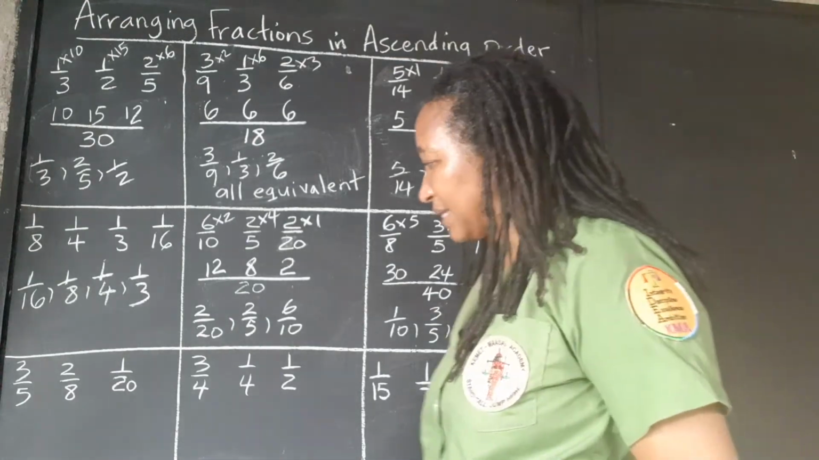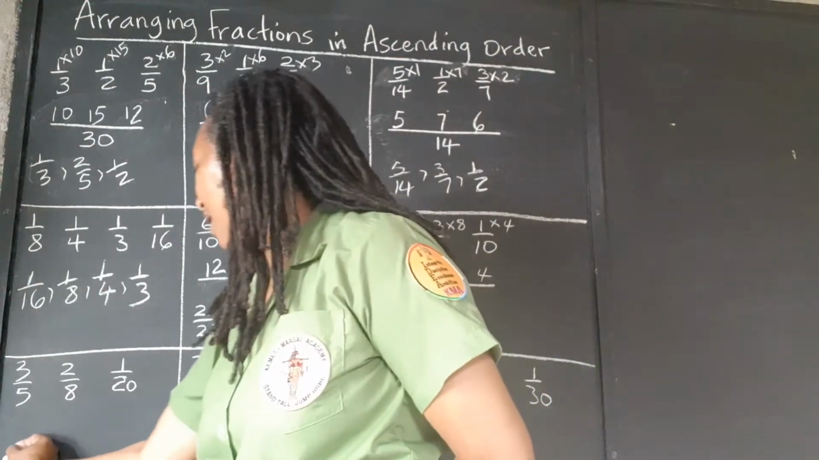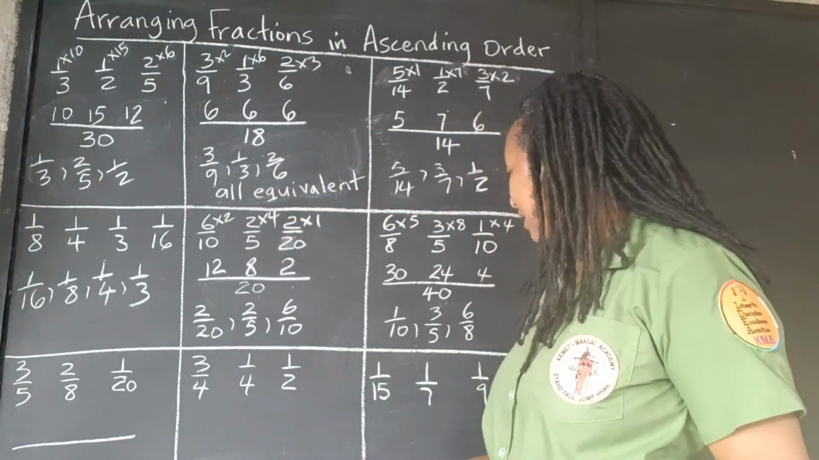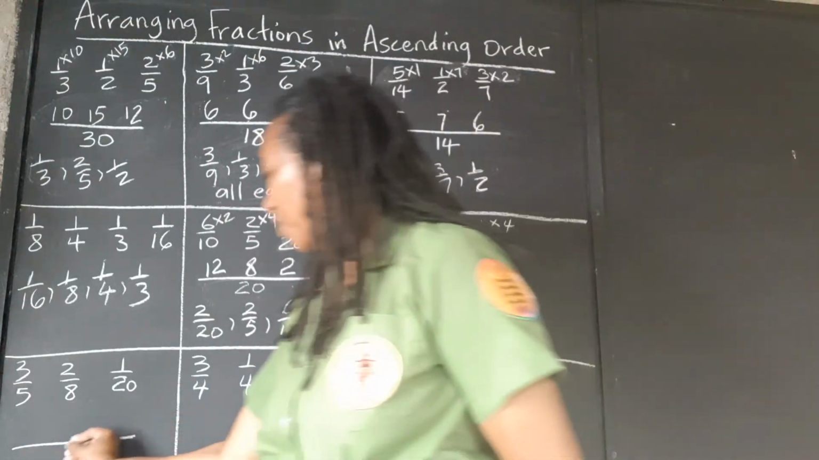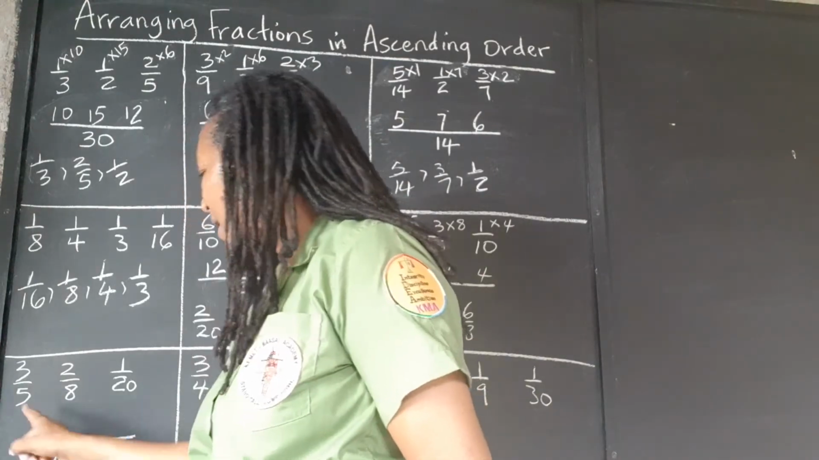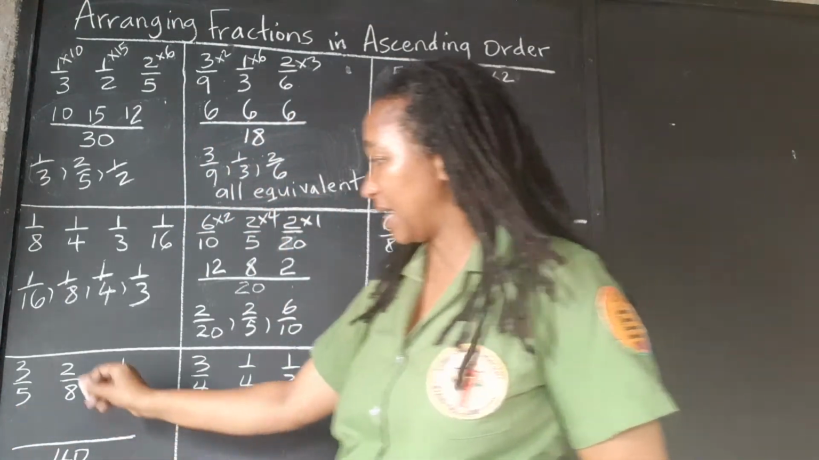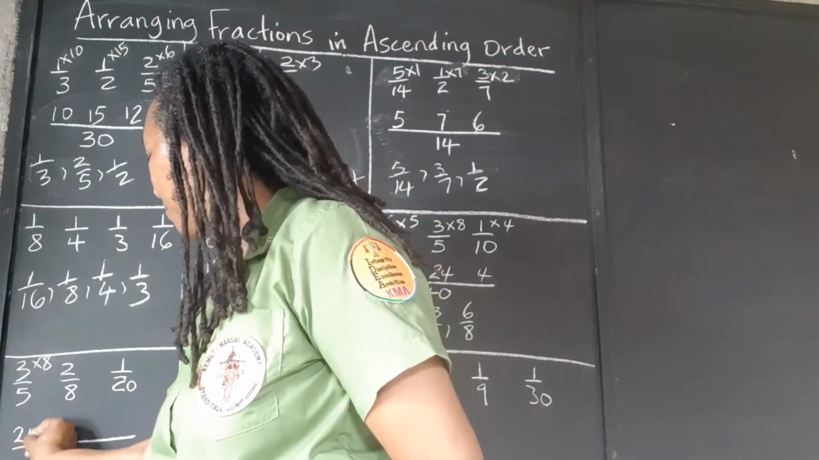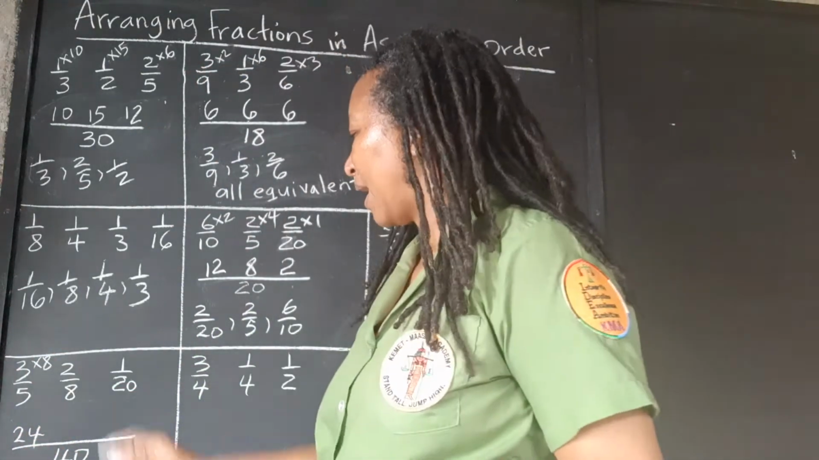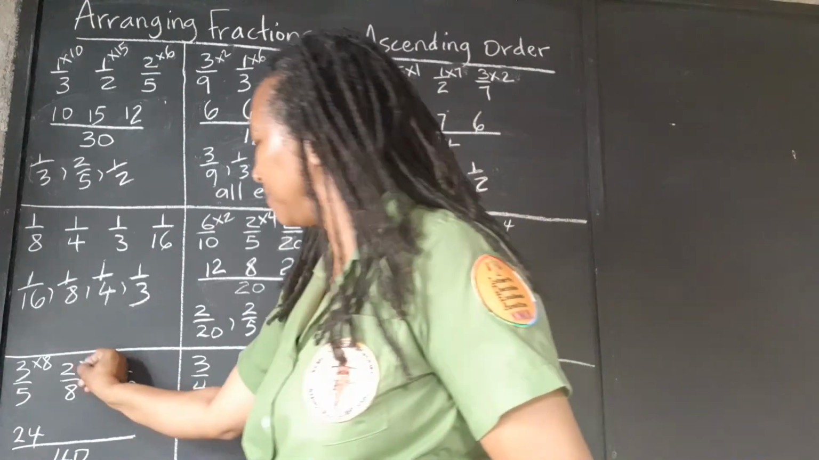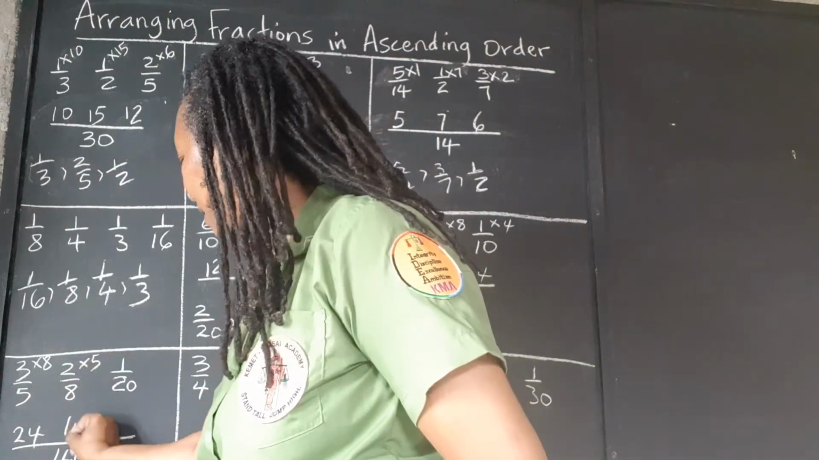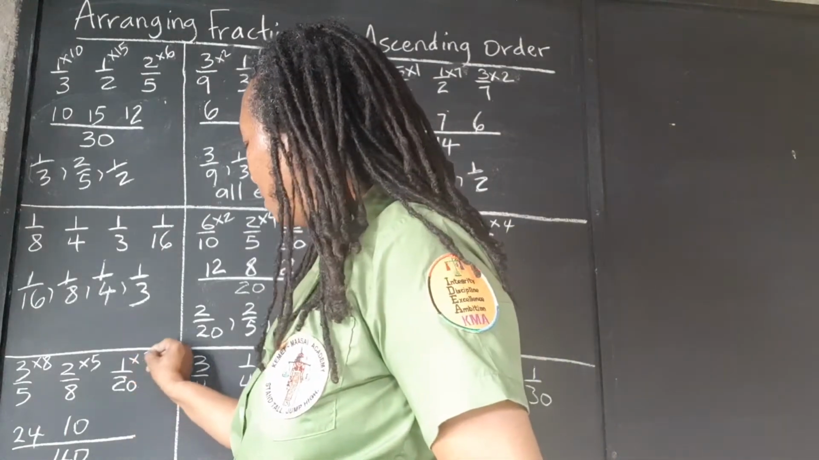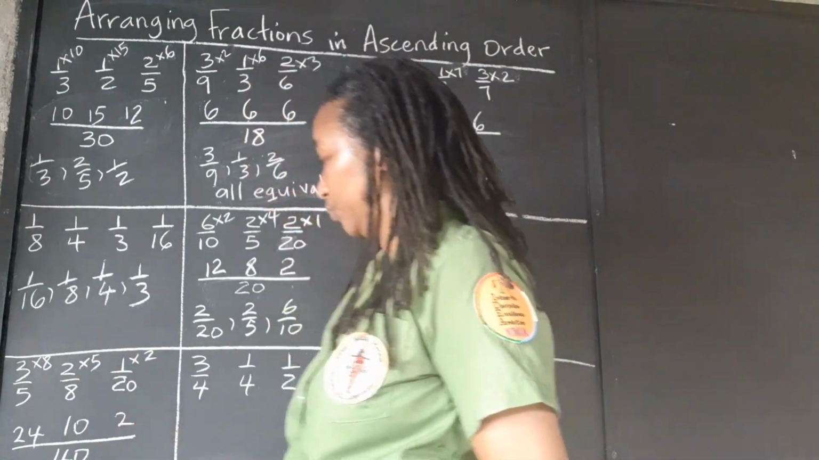Okay, so we're getting there. We are getting there. So let's see. 5, 8, and 20. Again, the LCM is 40. 5 goes into 40 8 times. 3 8s are 24. 8 goes into 40 5 times. 2 5s are 10. 20 goes into 40 2 times. 1 times 2, 2.